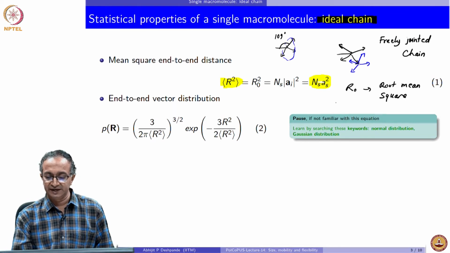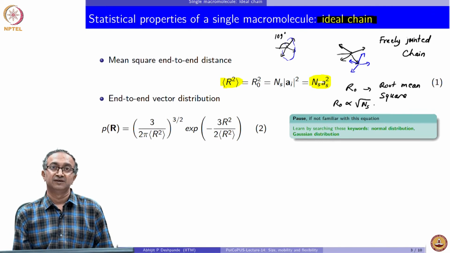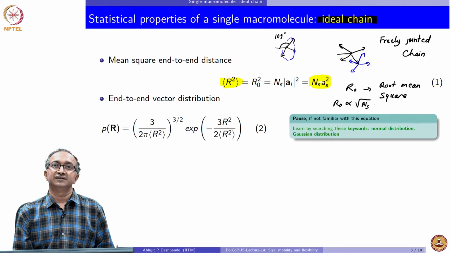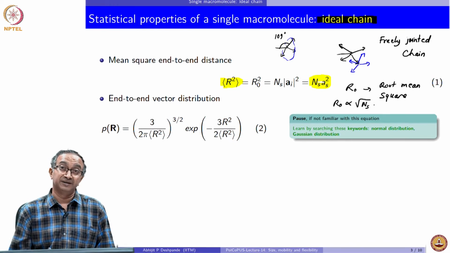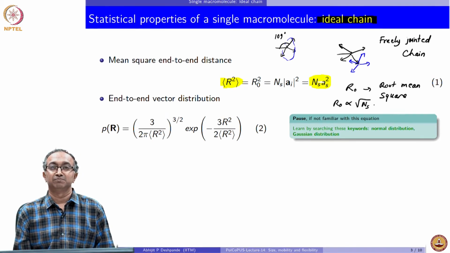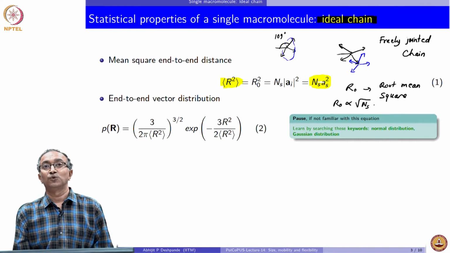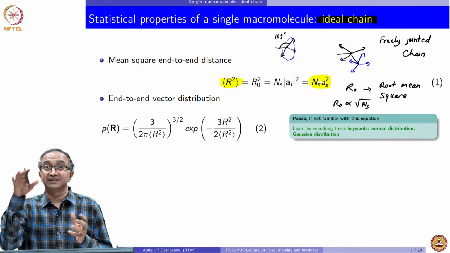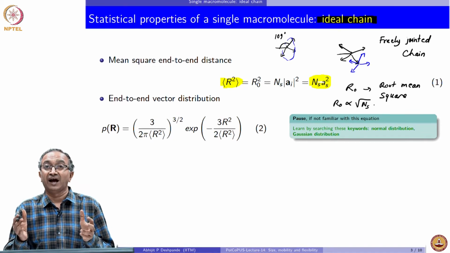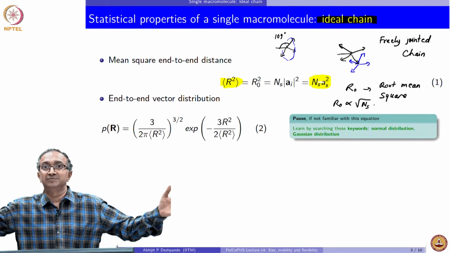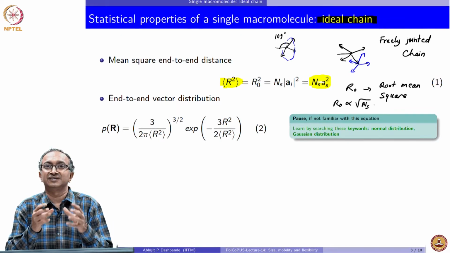So in the case of an ideal chain, R0 is proportional to square root of the number of links. Or in other words, for an ideal chain, the end-to-end distance is proportional to square root of molar mass. So if I increase the molar mass by 100 times, the contour length increases by 100 times. But end-to-end distance only increases 10 times. So you can see the coil-like nature of this macromolecule object. I increase the length of the chain 100 times, but the end-to-end distance only increases 10 times.